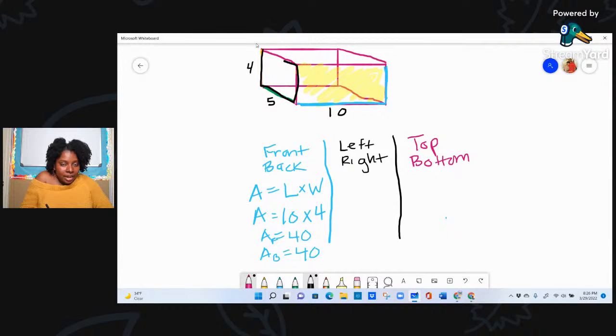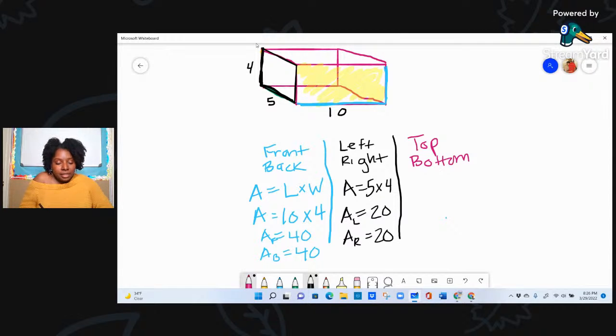If I have the left, then I will absolutely have the right. So the bottom part, the length is 5 and the width is 4. So we're doing 5 times 4, and 5 times 4 is 20. So the area of the left is 20 and the area of the right is 20. It's the same thing. Think of a tissue box. The sides are the same.